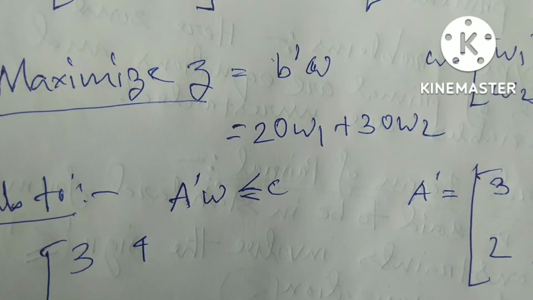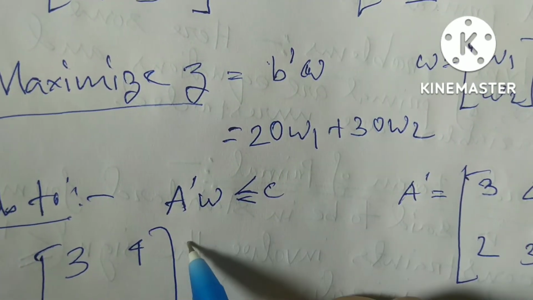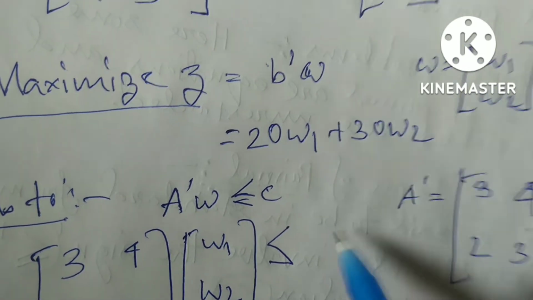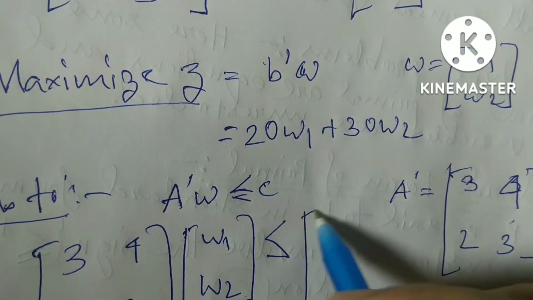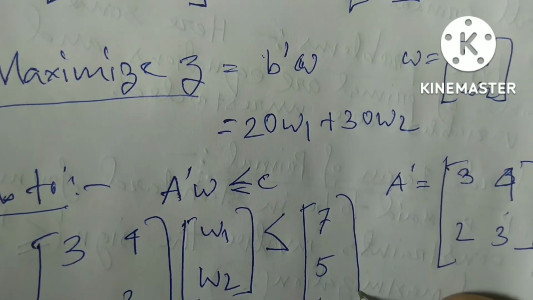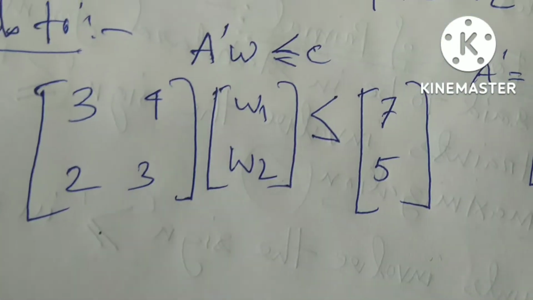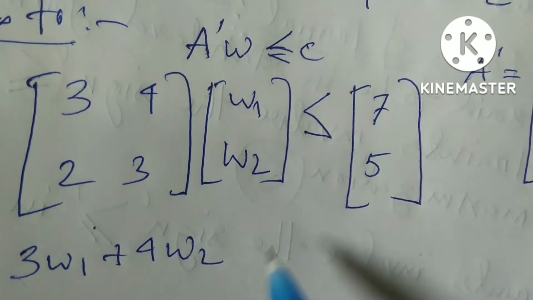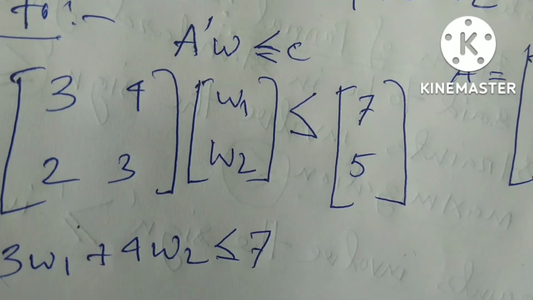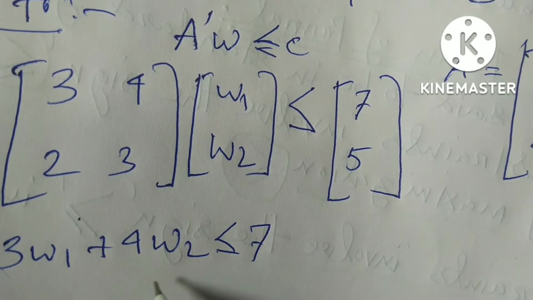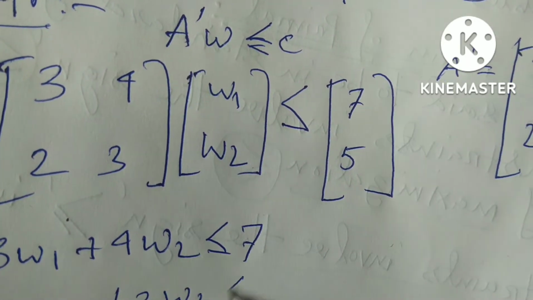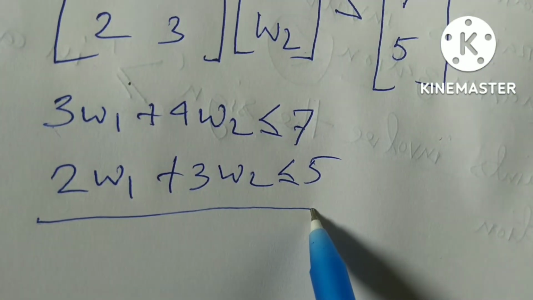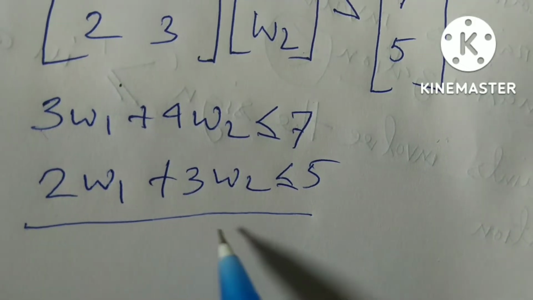So [3 4; 2 3] into (w1, w2) less than or equals to (7, 5). After that I can write 3w1 + 4w2 ≤ 7, and 2w1 + 3w2 ≤ 5. So friends, this is my subject to. I hope I could clear this concept.